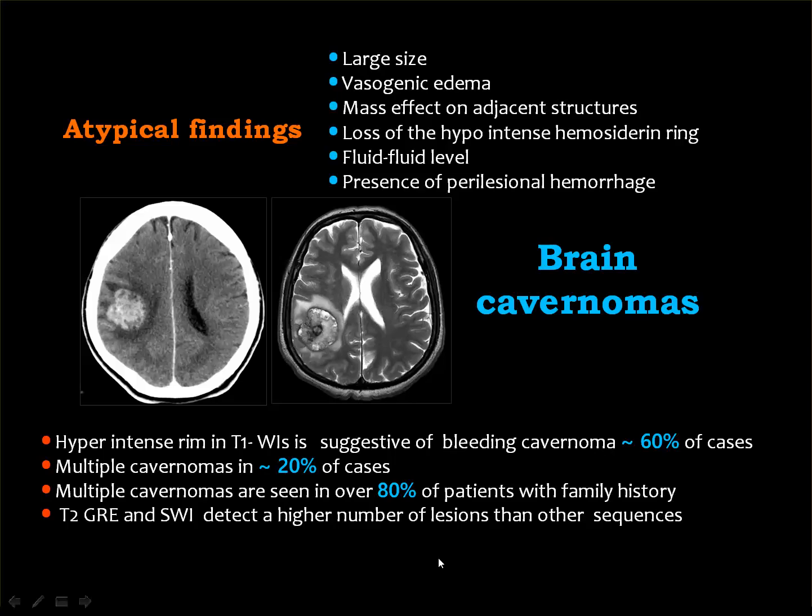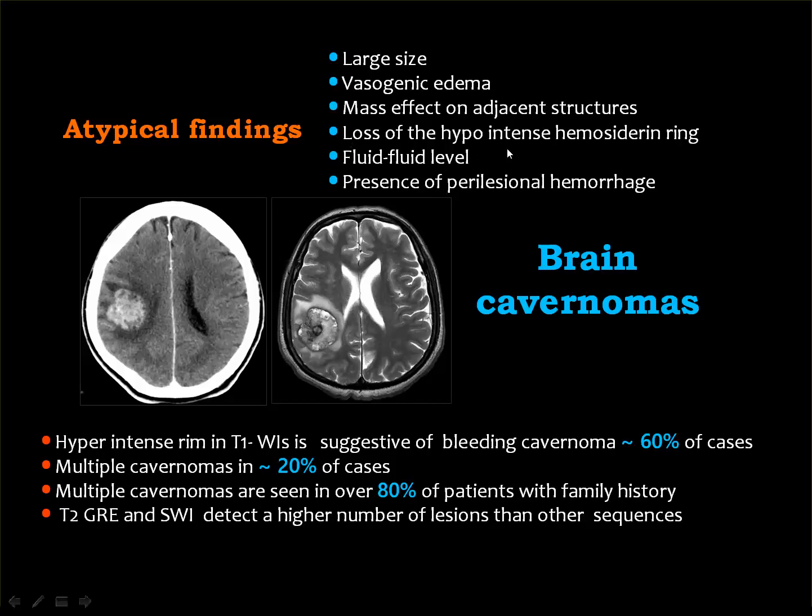Then there are some exceptions in the cavernoma, and these include, usually the cavernoma is in the range of 2 centimeters, but sometimes the cavernoma is large, reaching a size of 5 centimeters. Cavernoma is not surrounded by edema, but sometimes it may be surrounded by edema. Cavernoma does not exert a mass effect, but sometimes if it is large, it will exert a mass effect.